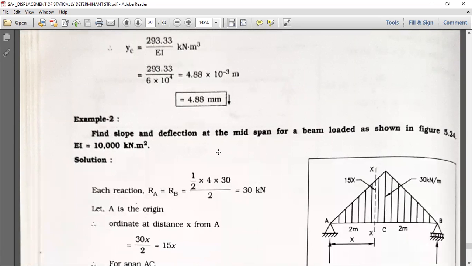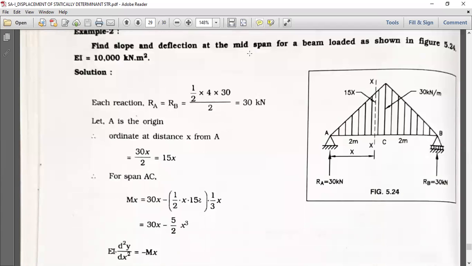Another example, but we are continuing in the next lecture.